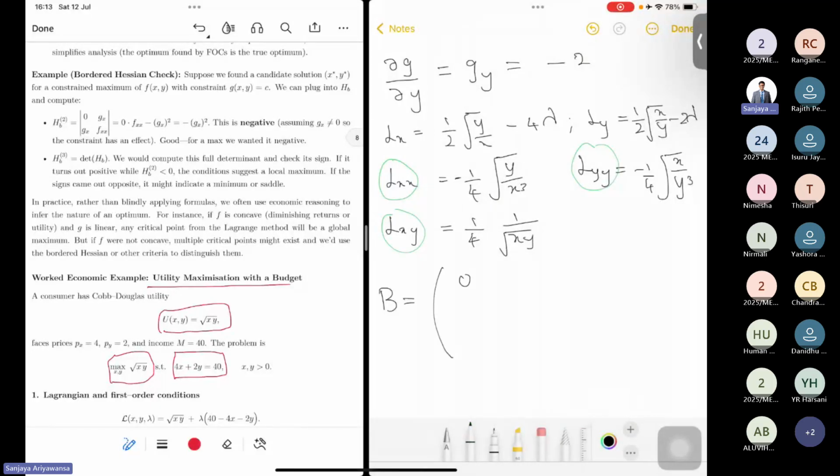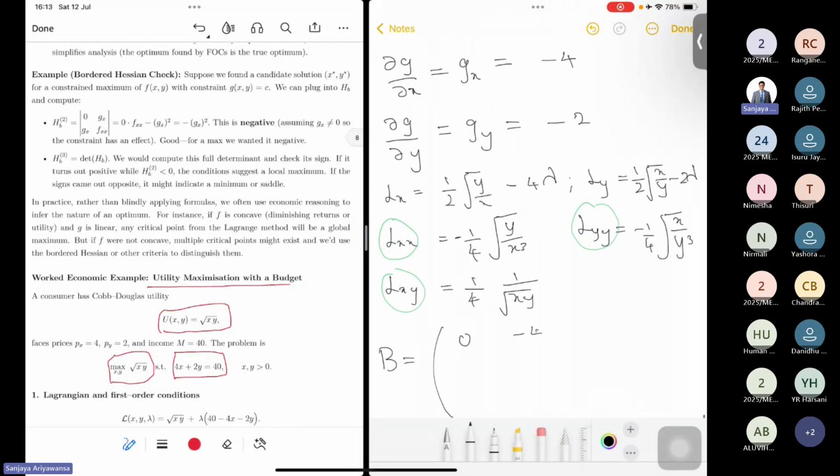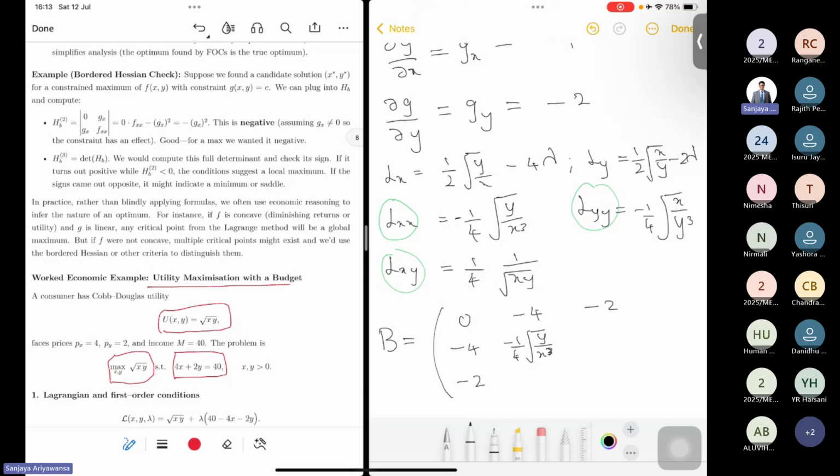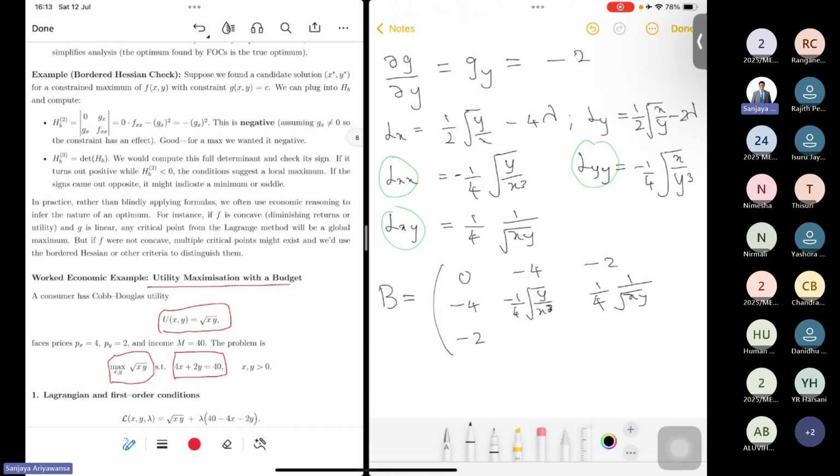So 0, what is gx? Gx is minus 4. What is gy? Minus 2. Gx is minus 4, gy is minus 2. Lxx is minus 1 over 4, y over x cube, square root of that. Lxy is 1 over 4, 1 over square root of xy. And the same thing for Lyx, 1 over 4, 1 over square root of xy. Lyy is minus 1 over 4 x over y cube.